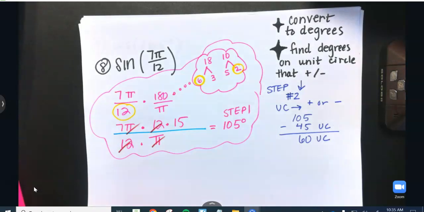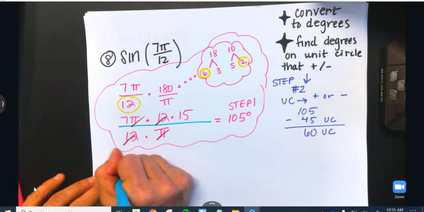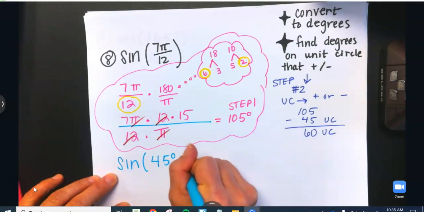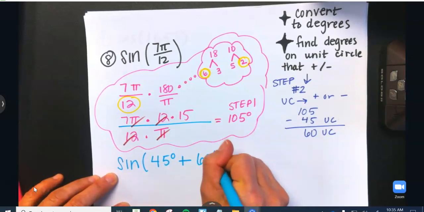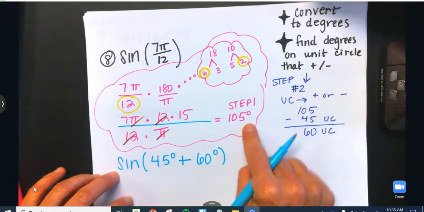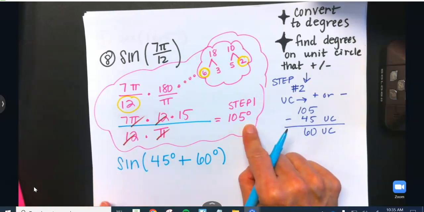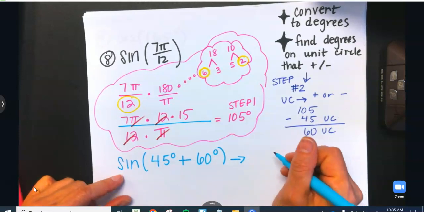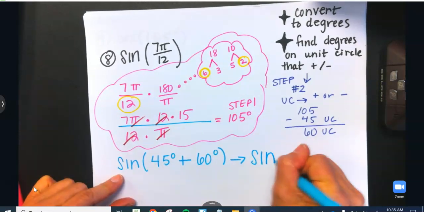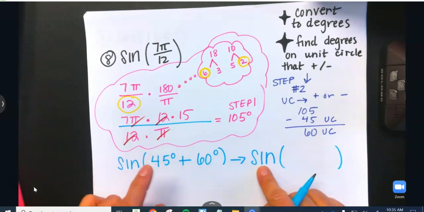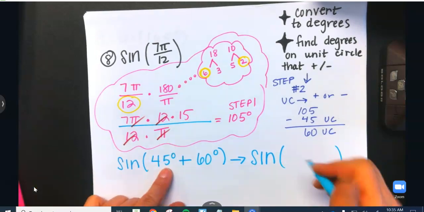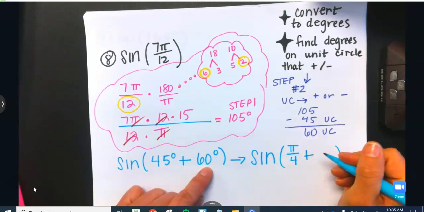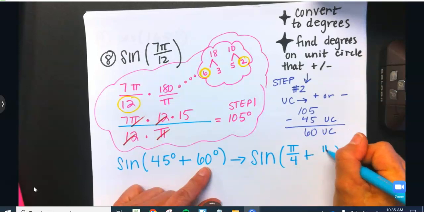So what you're telling me is 45 degrees plus 60 degrees is 105, right? Yes? Remember, I hate degrees. What's the radians for 45? Pi over 4. Plus, what's the radians for 60? Pi over 3.